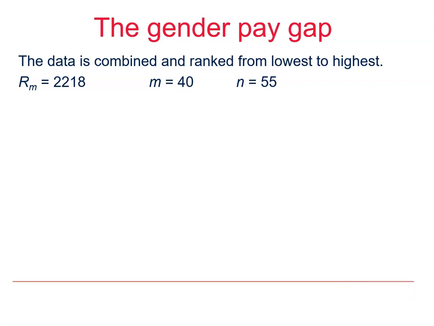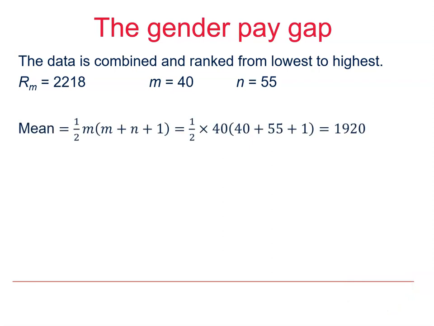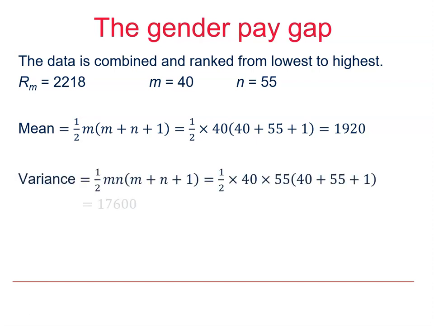OK, what are the parameters of the normal distribution you will be using? Remember that the formulae are given in the formula book. If you haven't already done it, pause the video and work them out now. OK, the mean is given by this formula and comes out to be 1,920. And the variance using this formula comes out to be 17,600. So we're working with the normal distribution with parameters 1,920 and 17,600.